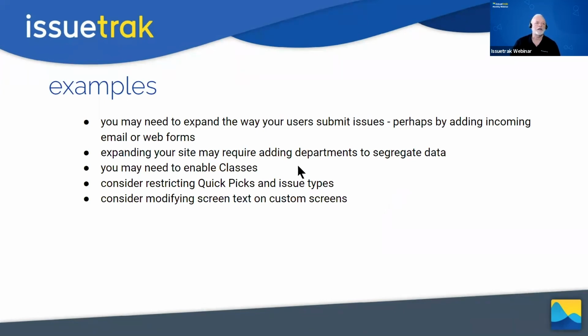Expanding your sites might require adding additional departments to segregate data. A lot of people don't set up departments initially. They may need to add them later on. You may need to enable classes in order to separate your data, and I'll show you some of that capability. Restricting quick picks. For example, an HR site might bring on an onboarding, an offboarding quick pick.